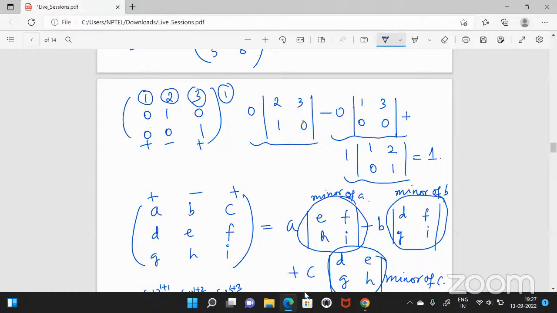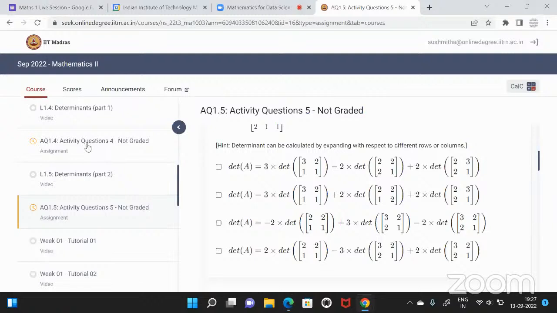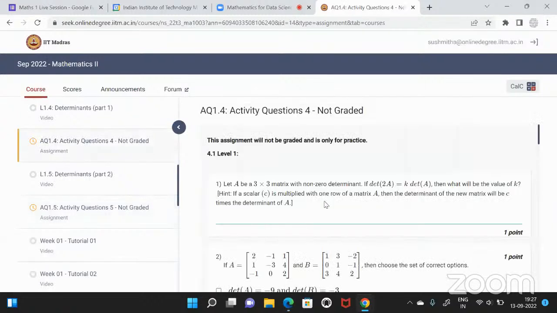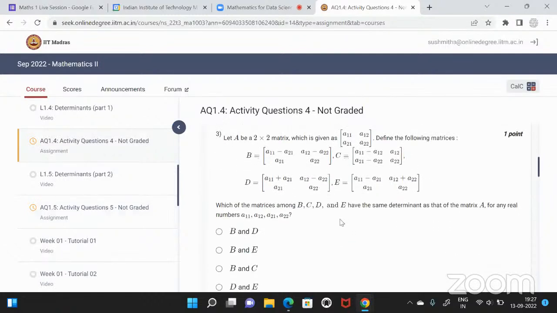Ma'am, activity 1.4, can you explain the third sum? So I guess we've covered all the concepts, right? I couldn't understand that problem. So let A be a 2 cross 2 matrix which is given by this. Define the following matrices. Which of the matrices have the same determinant?